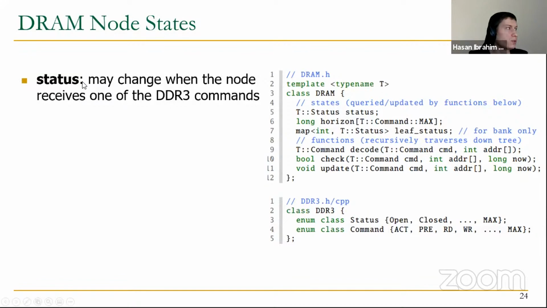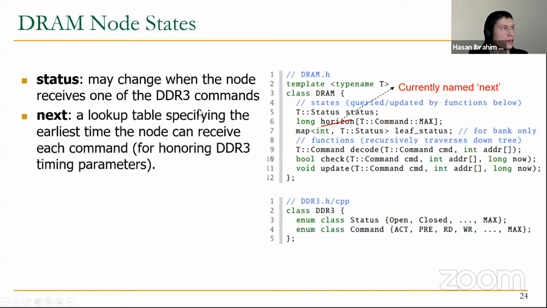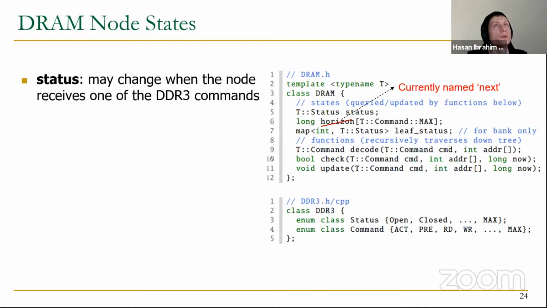Okay, so let's see some examples here. First we have a status, which may change when the node receives one of the DDR3 commands. Basically this affects which other commands can be issued after having this command issued. Let me provide you some additional information, right? The major DDR3 commands are activate, read, write, and precharge.